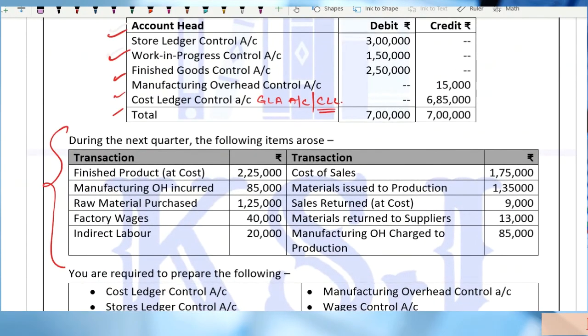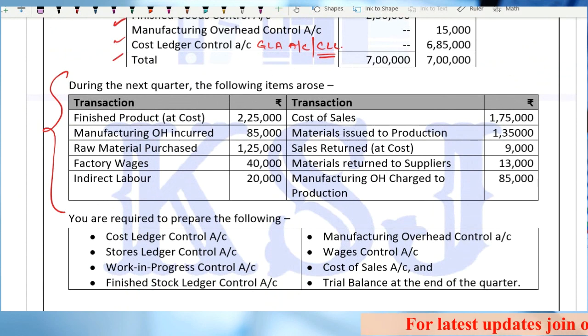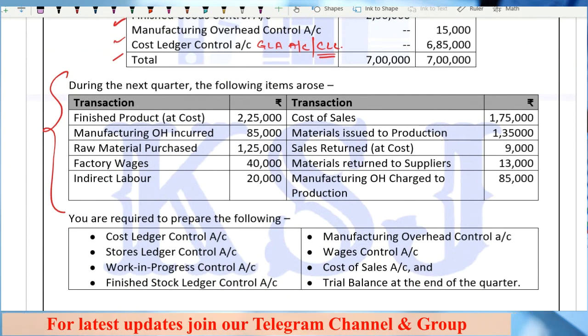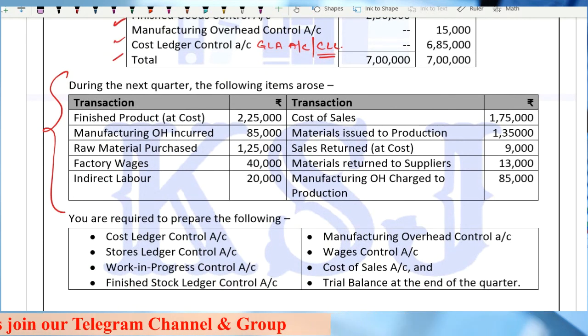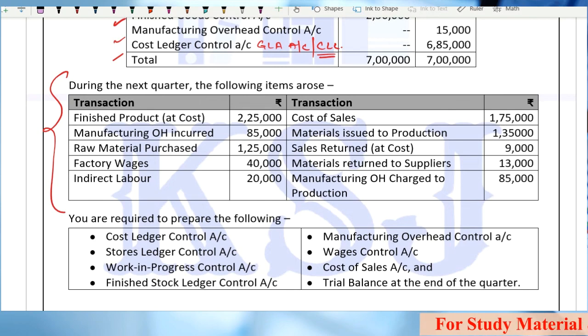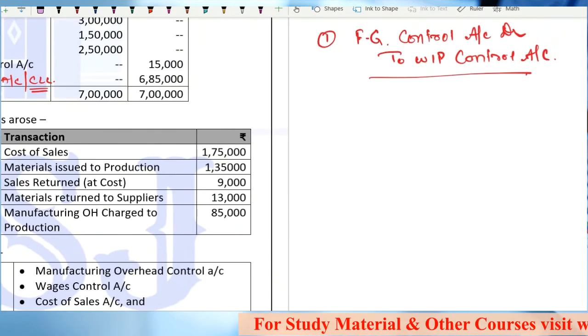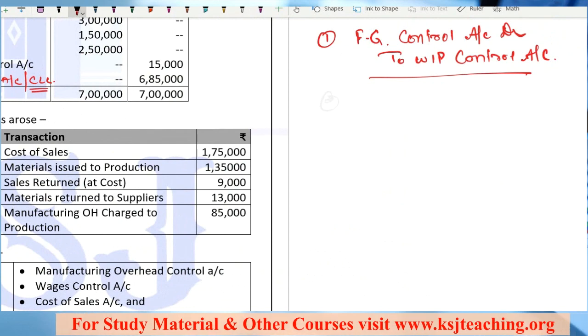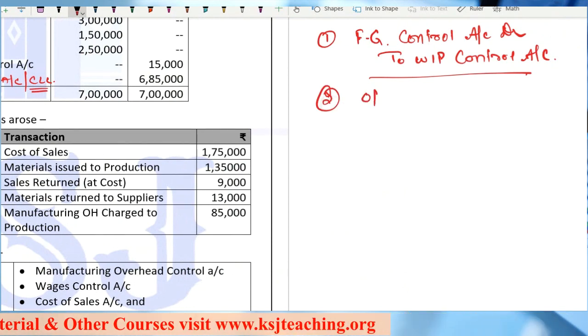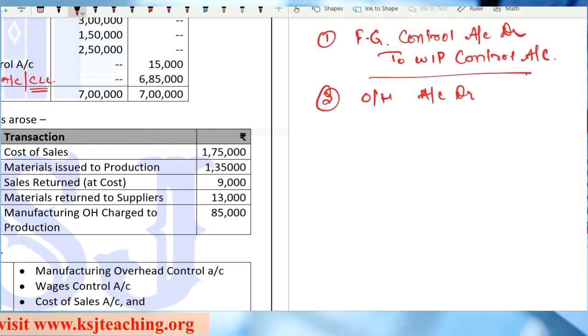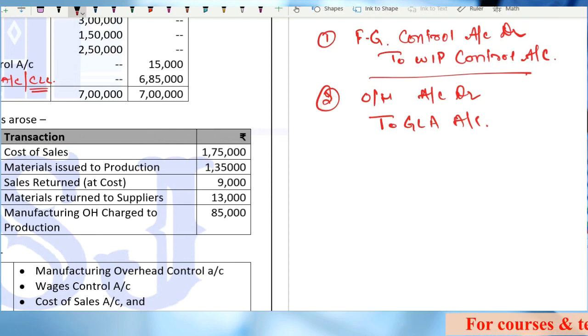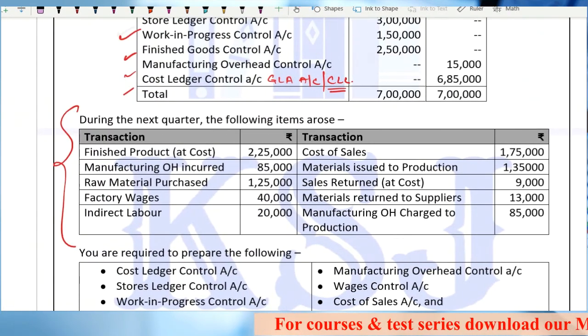Next is manufacturing overheads incurred. So you have to be very careful whether the word used is incurred or absorbed, right? Because the journal entry for both the things will be different. Here it is saying the manufacturing overheads have been incurred. So what will be the entry, sir? What will be for the manufacturing overheads incurred? Overheads account debit, control account debit to GLA. Any doubts? Overheads account debit to GLA account, right?